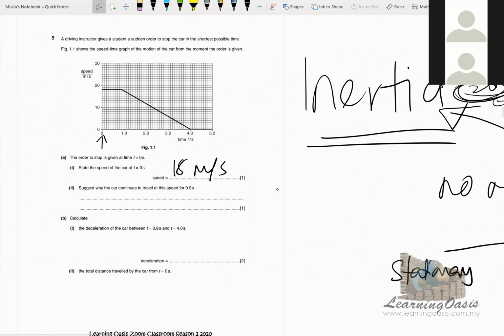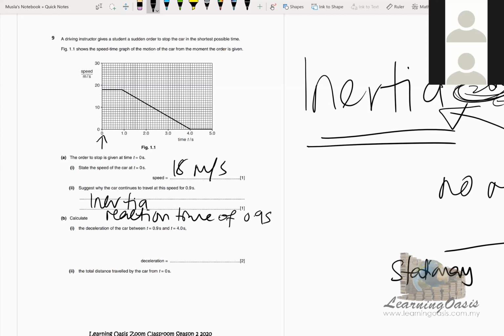So if it's stopped, it prefers to stop. If it's not moving, it prefers to not move. If it's moving, it refuses to stop. That is inertia. So why does the car continue to travel at this speed for 0.9 seconds? Because of inertia. And another thing is the reaction time. When you see something, your nervous system takes time to respond, so you have reaction time. So you put inertia, you get 1 mark, or otherwise another answer is reaction time. That 0.9 second is the reaction time.